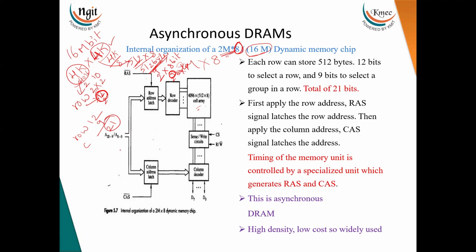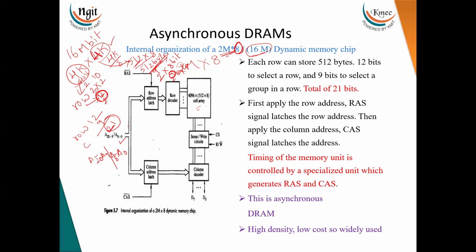These 21 lines are A0 to A20. The lower order is always used for the column: A0 to A8 are used for column selection, and A9 to A20 are used for row selection. This is the upper order, higher order address, and this is the lower order address.